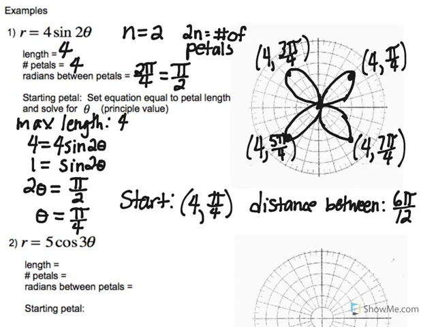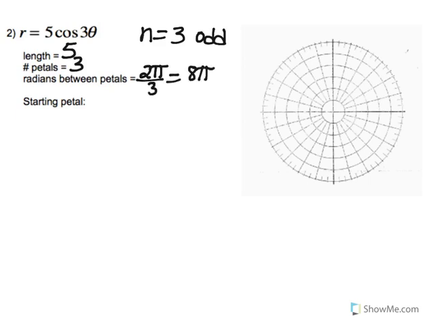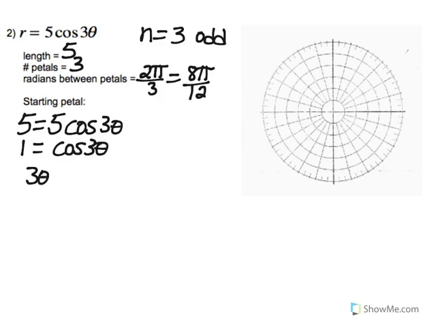So we're going to look at one more. You can pause this for a second, make sure you get all the information on here that you need. We'll look at a cosine and an odd one as our next example. Similar stuff: our length is 5. The number of petals is odd, so it's going to be 3, for n is 3. Since it's odd, it's going to be the exact number of petals. And the radians between will be 2 pi over 3. We might as well make that 8 pi over 12 right away to make it easier to count our distance later. Again, to find our starting petal, we set it equal to that maximum, so 5, the petal length, equals 5 cosine 3 theta. This one's a little easier, because inverse cosine of 1 is just 0, so theta is equal to 0 as our starting petal.